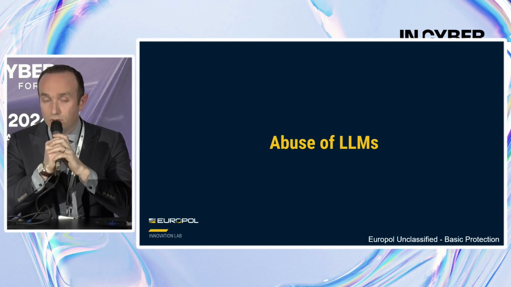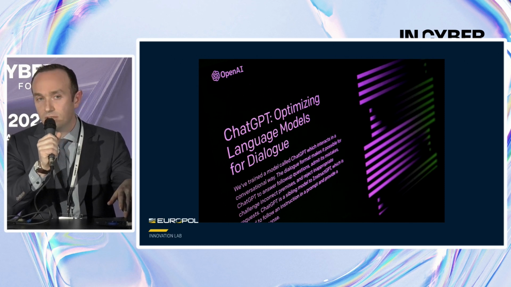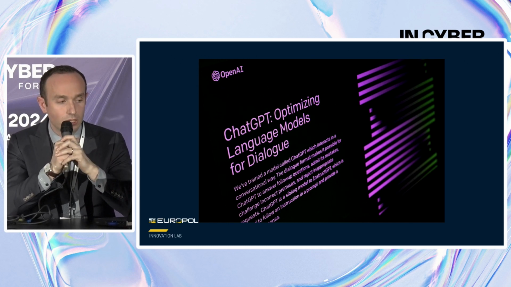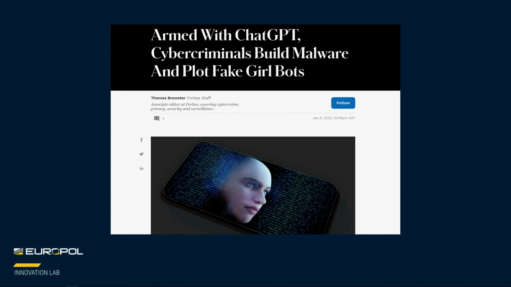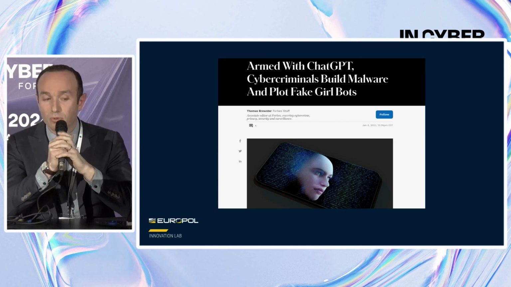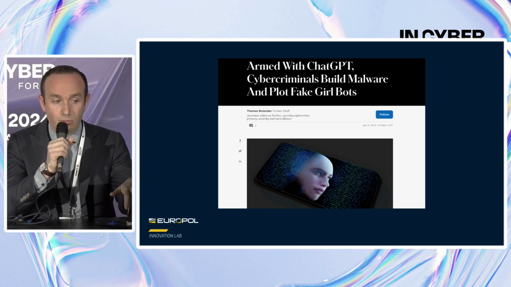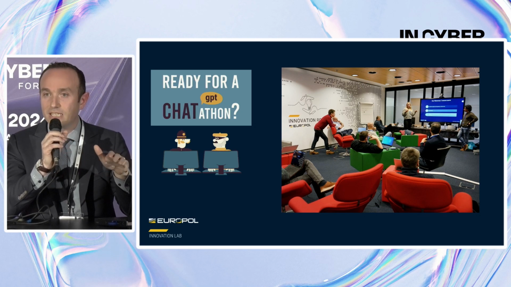Speaking about large language models, what kind of abuse can you have? You all know ChatGPT, which started in November 2022, and that was a really big advancement in terms of AI. And almost immediately, you had articles on the internet explaining that criminals were using ChatGPT to build malware and also to create plots, fake girl bots to scam people, because that's a really powerful tool.